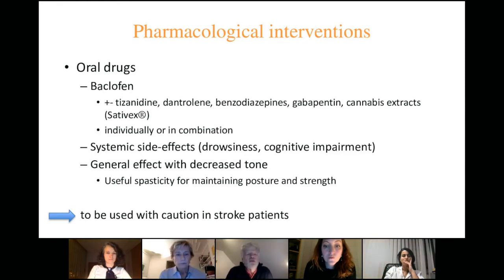Well, you can always use oral drugs, and in France we mainly use baclofen in stroke patients, but there are other drugs available, of course, but they all have systemic side effects that include drowsiness, fatigue, cognitive impairments, so that their use is quite limited. And you must keep in mind that they all have a general side effect with a decreased tone. So if you want to decrease spasticity of both upper and lower limb, it's okay. But spasticity can be useful for maintaining posture, for standing, for strength in the lower limb as well. So these drugs must be used with caution in stroke patients.